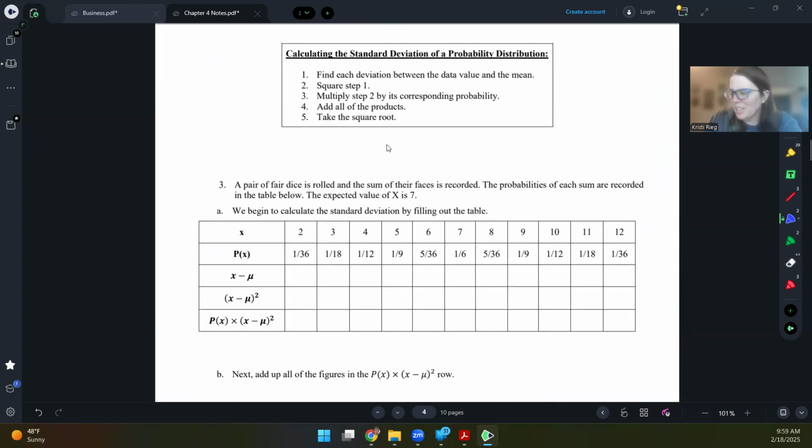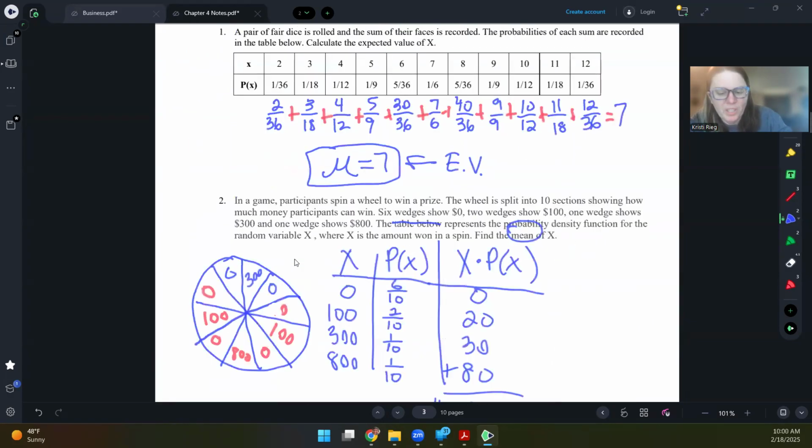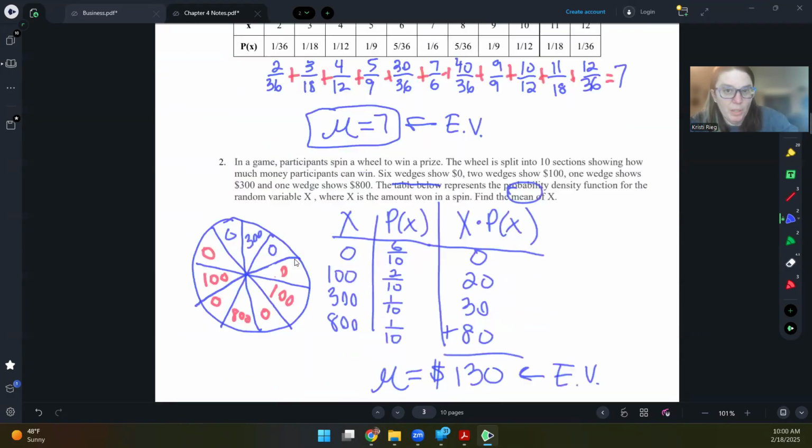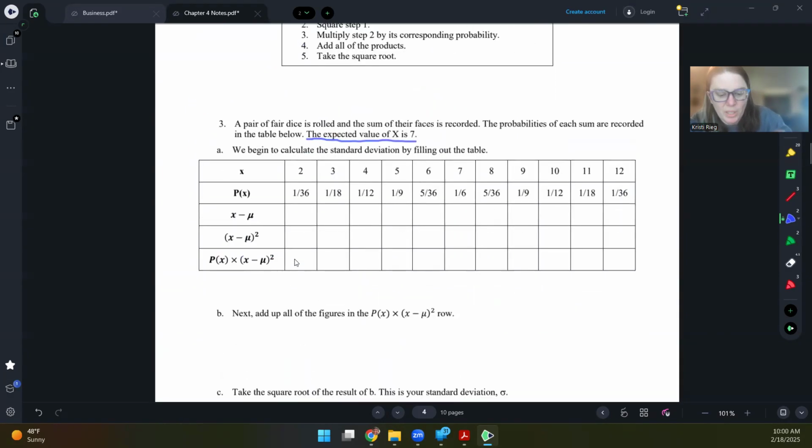This one takes a little longer because standard deviation is kind of a pain in the butt. Okay, so what we're going to do is we're going to find each deviation. So I'll just kind of write the step number. I'll put it back in a minute. All right, first of all, it tells us the expected value is 7, but we already knew that. We already knew the expected value, or the mean, is 7. So here we know that mu equals 7 when we do this right here.